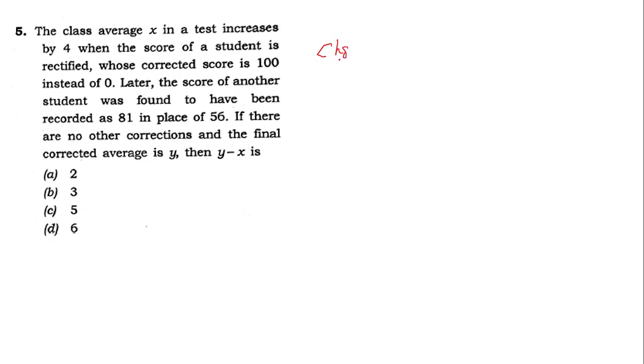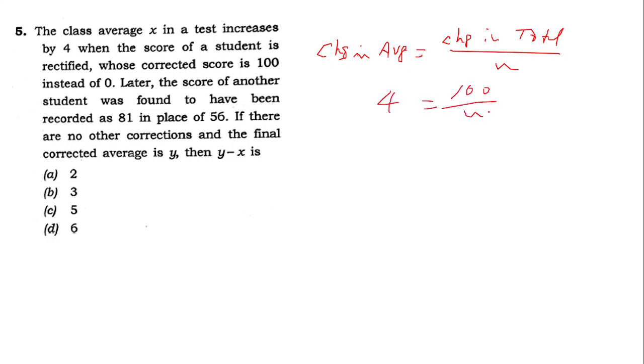Change in average is nothing but equal to change in total divided by n. What is the change in average in first case? It is 4, is equal to, what is the change in total? 100 divided by n. Since we don't know n, we can find out n from here. So n is equal to 100 by 4, which is 25. So we get n. This makes it easy for us now.